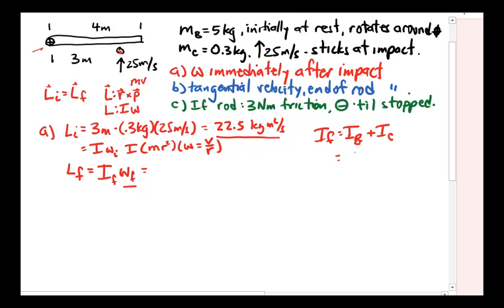Taking a look at the shape of this, we know that our moment of inertia for our beam is going to be 1/3 times the mass of the beam times the length of the beam squared. And for our clay, we know it's just a point mass, so we're going to have the mass of the clay times the radius from that pivot point squared. We can put in some numbers to come up with our values here.